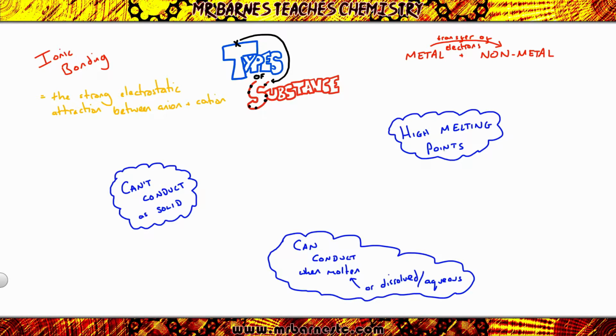So why do they have high melting points? There's a strong electrostatic attraction between the anion and cation. Therefore, lots of energy is needed to break the bonds.